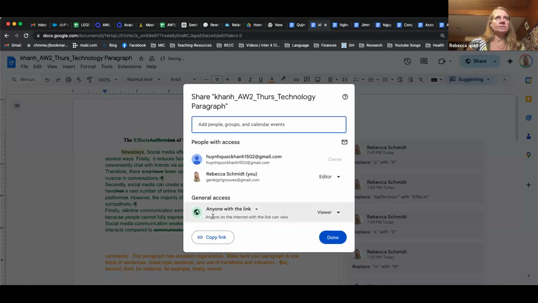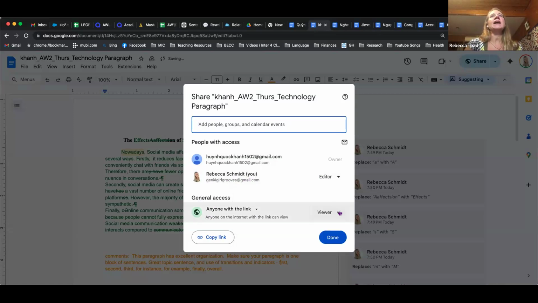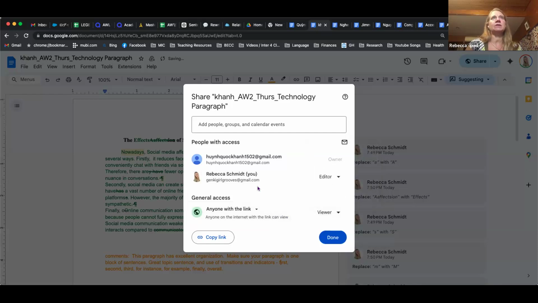Now, you can share it directly with me only if you prefer. I gave you my email and you can share it. Or you can do general access, and here at the bottom is editor. Now that I'm shared, I can change this, but there's no need for anyone except me to be able to edit. If there is, we can change it. Okay?